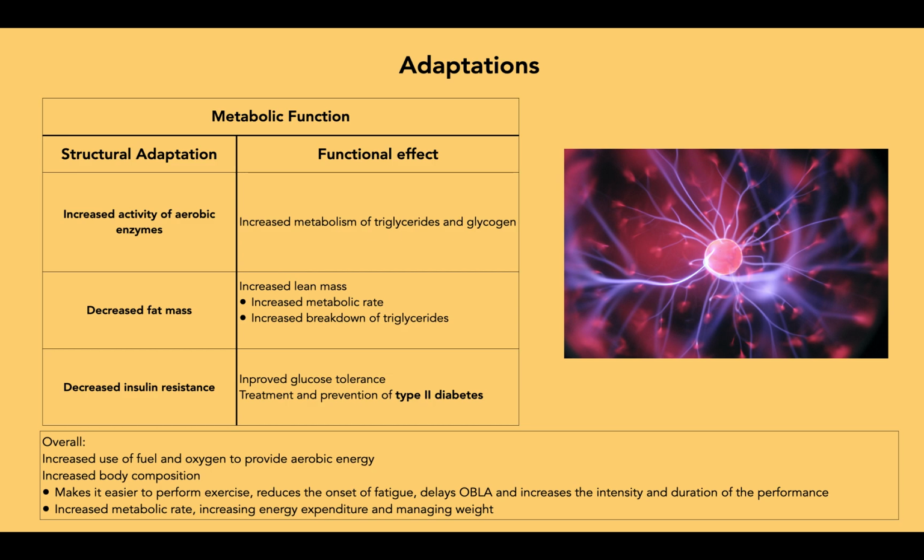with glycogen being carbohydrates and triglycerides being fat, they're the main fuels for our body, and we're going to come on to fuels and aerobic capacity in the next presentation. Again, it can prevent type 2 diabetes as it decreases your insulin resistance.